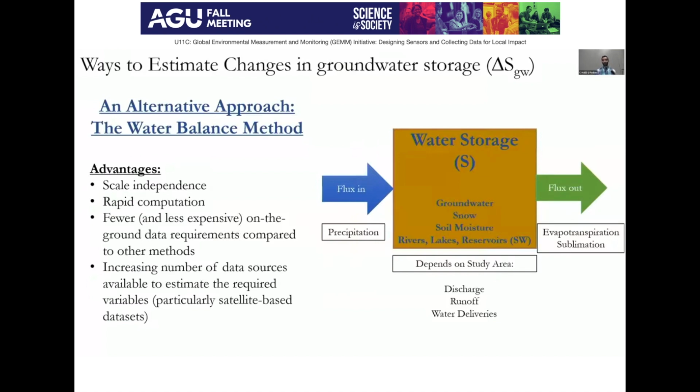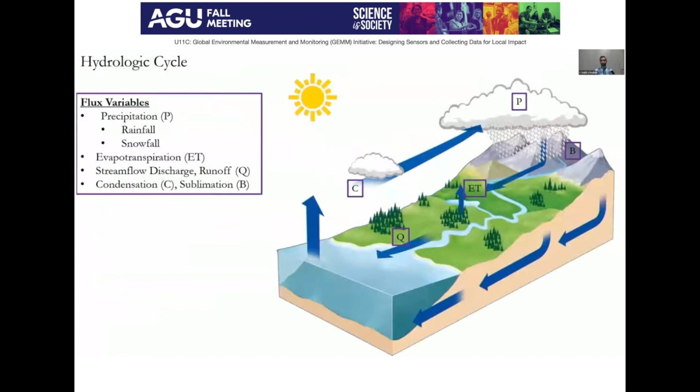So our primary flux in being precipitation, our primary flux out being evapotranspiration, and a secondary one being sublimation. And then some fluxes depend on the area of investigation, so things like discharge, runoff, and delivered water through things like aqueducts and canals. And then we also have to account for the changes in storage sinks like groundwater, snow, soil moisture, and the surface water stored in rivers, lakes, and reservoirs.